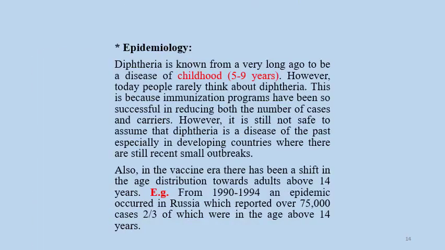Epidemiology. Diphtheria is known from a very long ago to be a disease of childhood, usually infecting children from 5 to 9 years. So this was the most susceptible age. However, today people rarely think about diphtheria. دلوقتي diphtheria is not مش منتشرة.